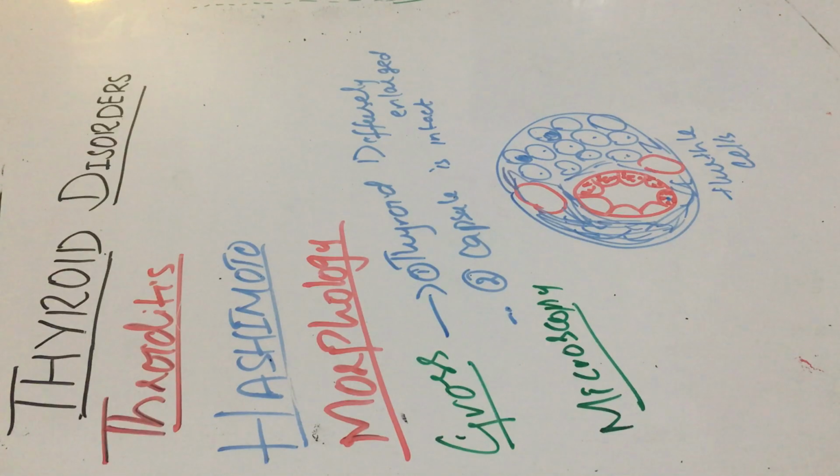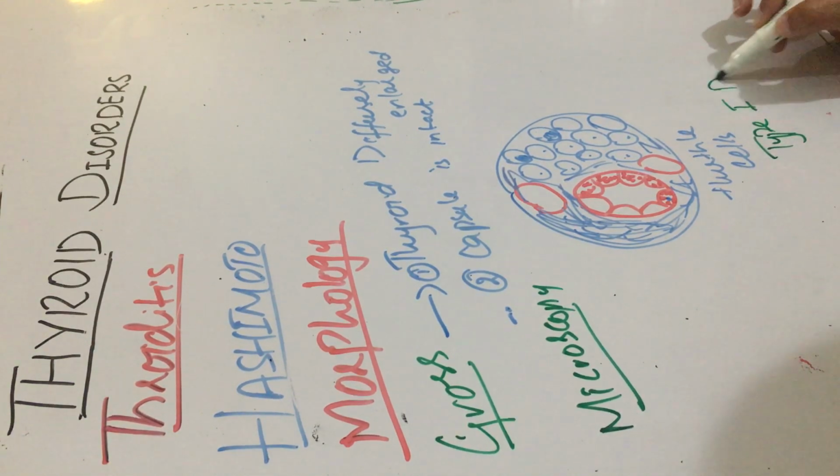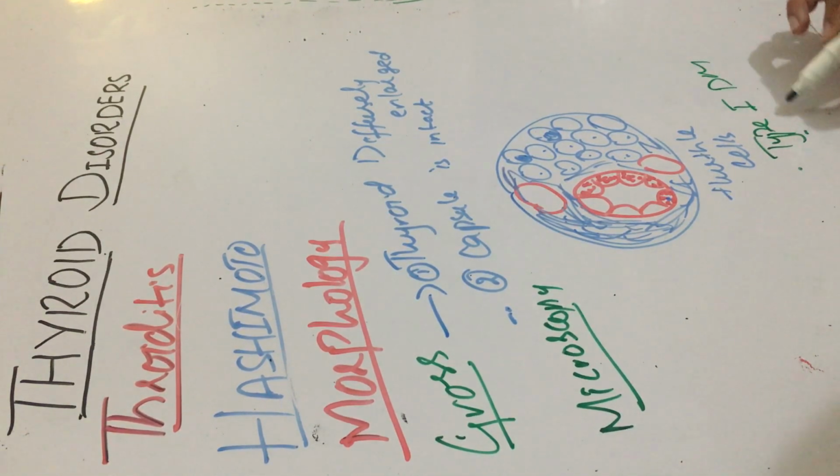Such patients are also at risk of developing other autoimmune disorders like type 1 diabetes mellitus, SLE, and myasthenia gravis. Now this was all about thyroiditis and Hashimoto thyroiditis.